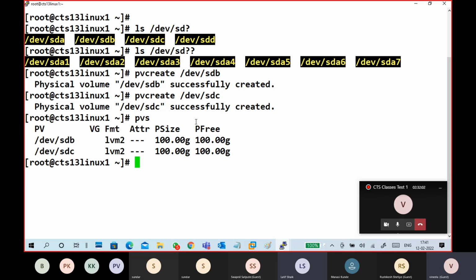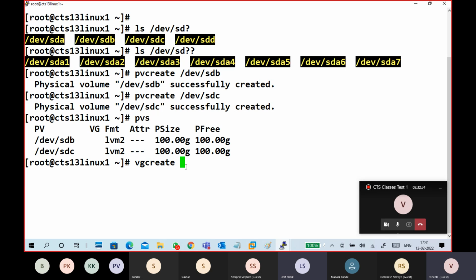First, pvs. You can see two physical volumes, sdb and sdc, LVM2 format, 100 GB, 100 GB free, meaning not yet assigned. You can also use pvdisplay, which also gives it, but I'm not typing it because the screen will go up like that. So now, vgcreate.